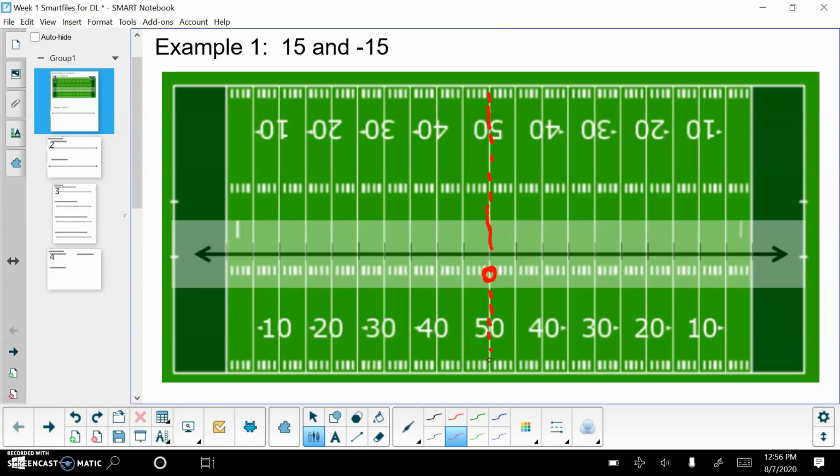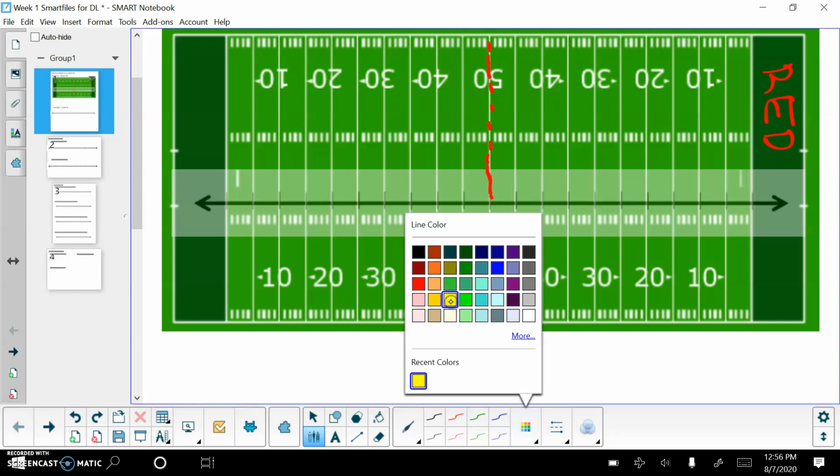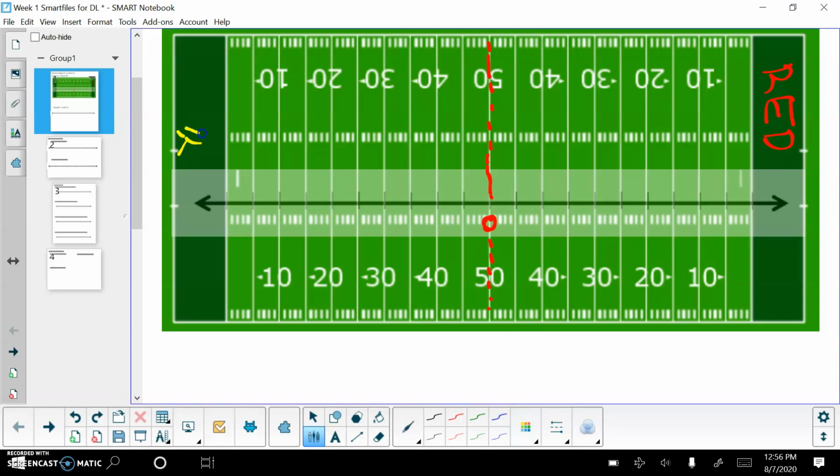Okay, and I'm going to say that my team is going to be traveling to the red side, red versus yellow. So this is the side that my team is trying to get to score a touchdown, whereas the other team is trying to get to the yellow side.